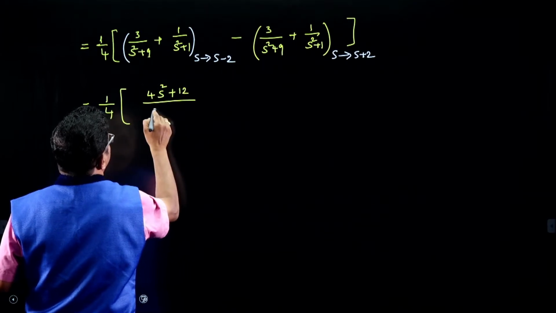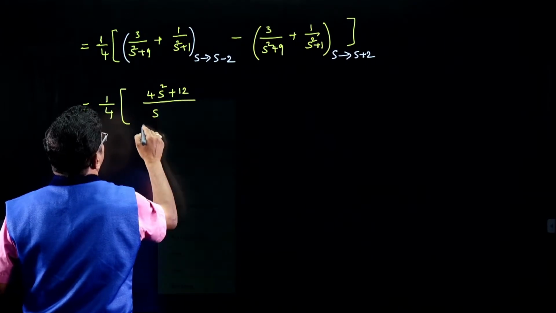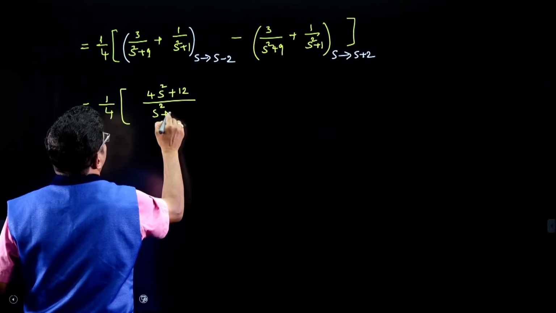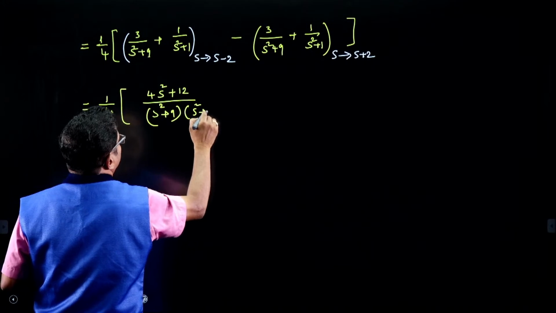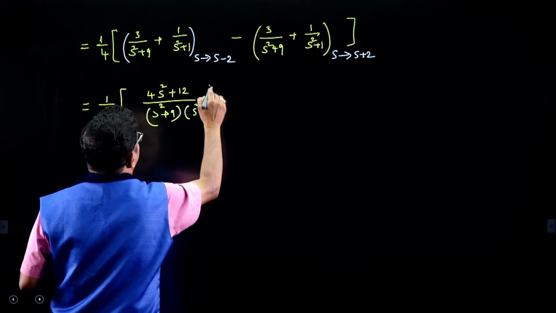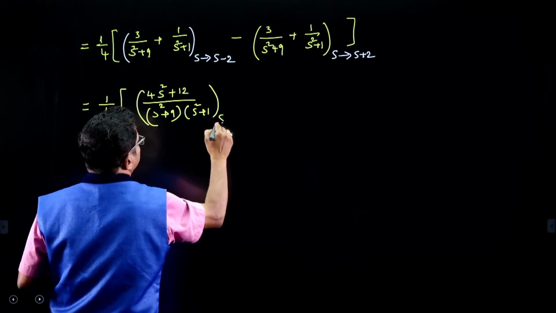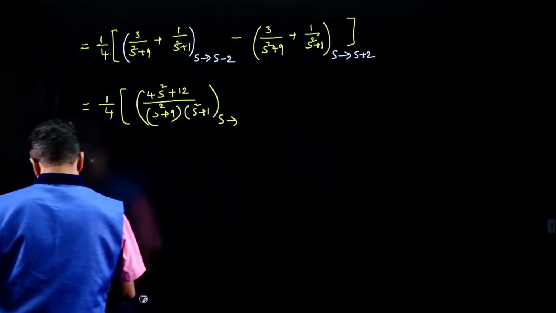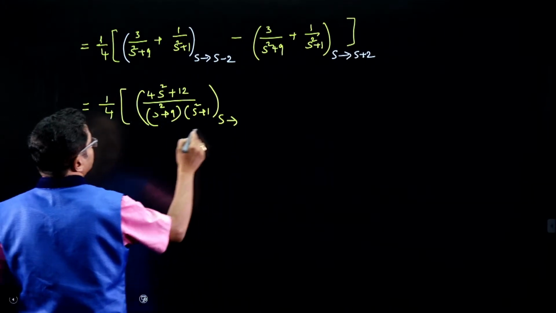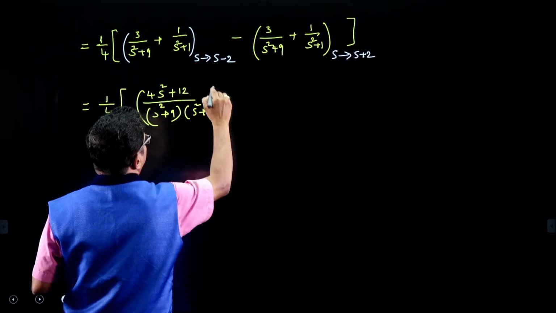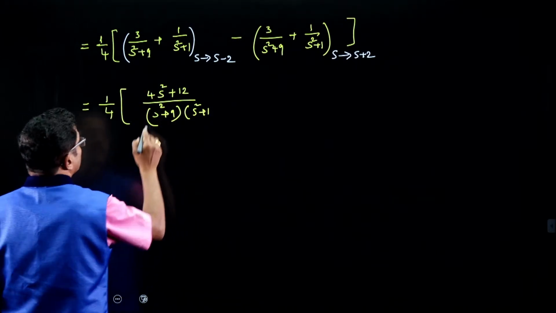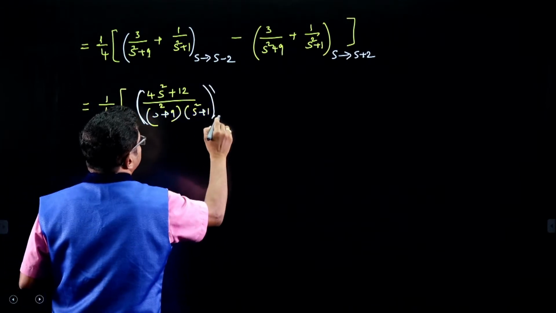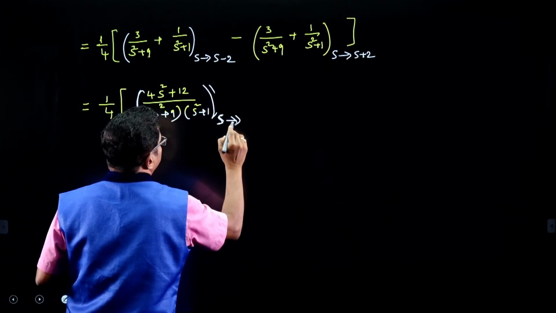This is the simplification part for s square plus 9 into s square plus 1, where s is shifted to s minus 2.